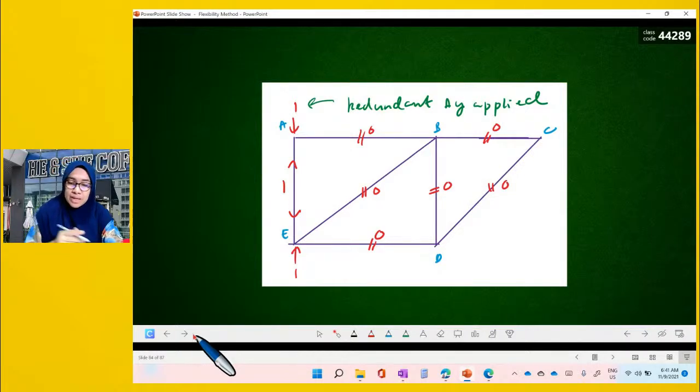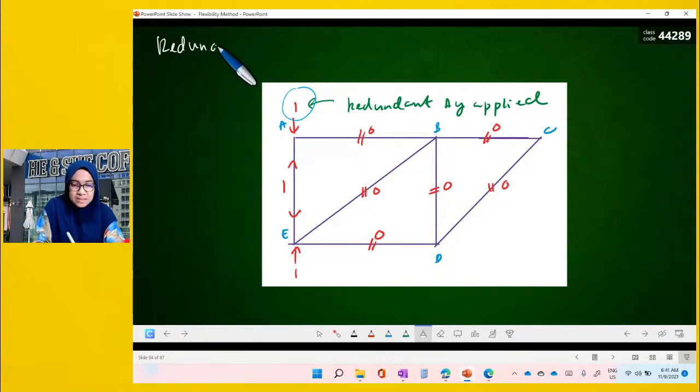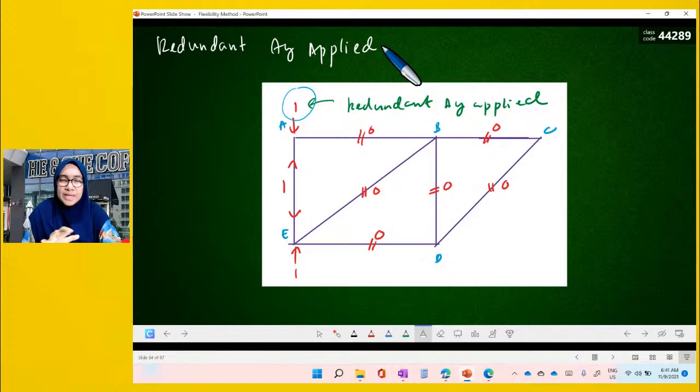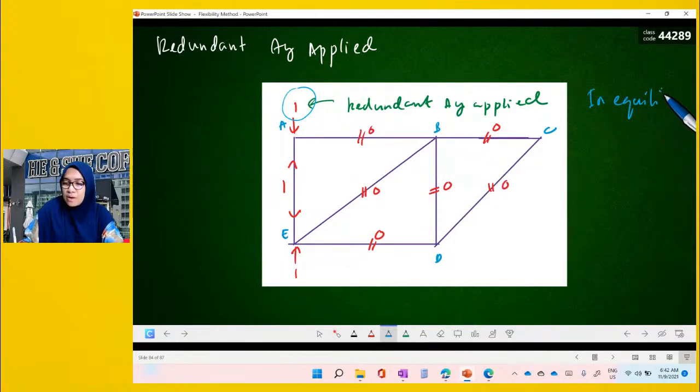Redundant number 1 is AY. This is redundant AY applied. In redundant AY applied, remember that the truss is a system. The system must be balanced, meaning it must be in equilibrium at all times, externally and internally.